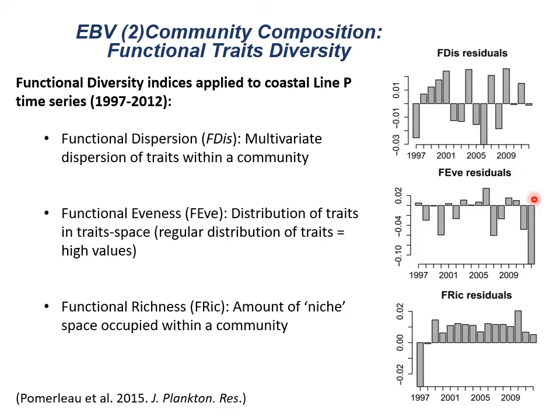The middle plot illustrates interannual patterns of functional evenness. And functional evenness is analogous to species evenness and represents the distribution of traits in trait space, where high values represent a regular distribution of traits. And lastly, functional richness is comparable to species richness. So rather than the number of species, this is the relative number of traits or the amount of niche space occupied within a community.